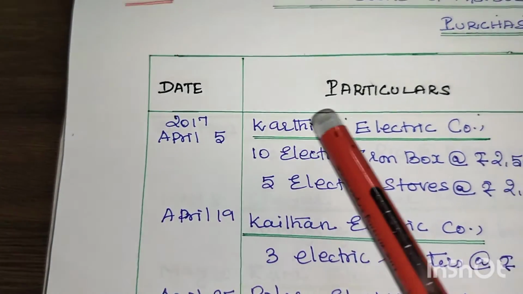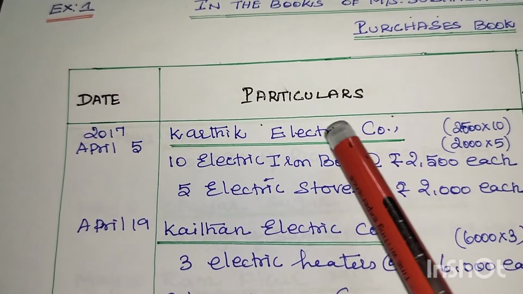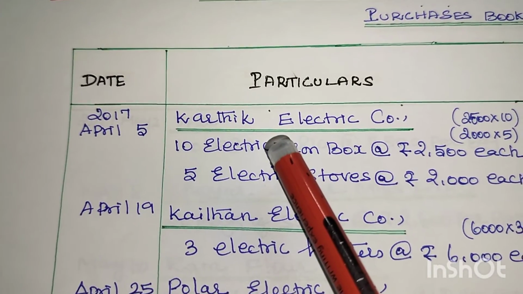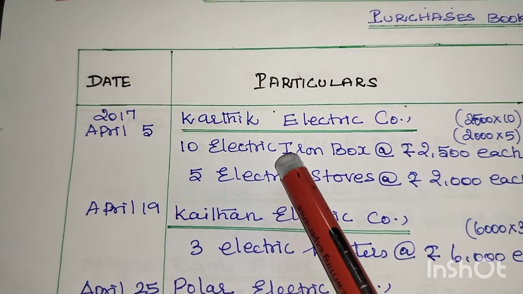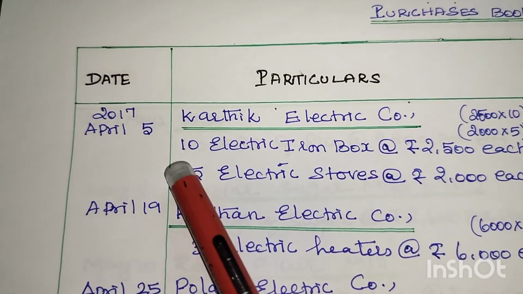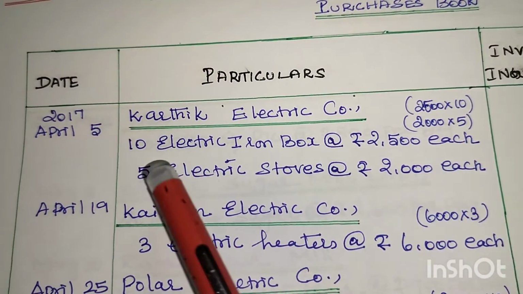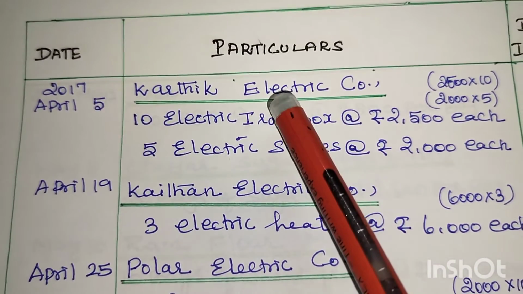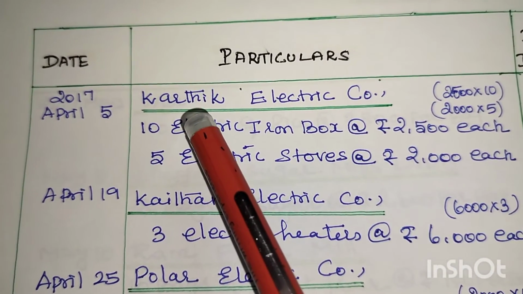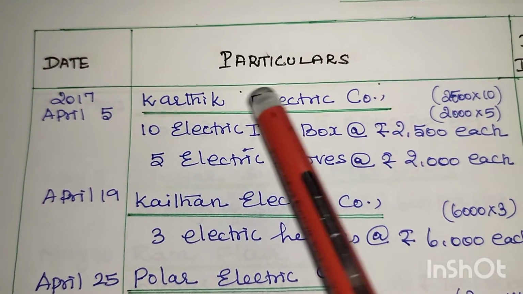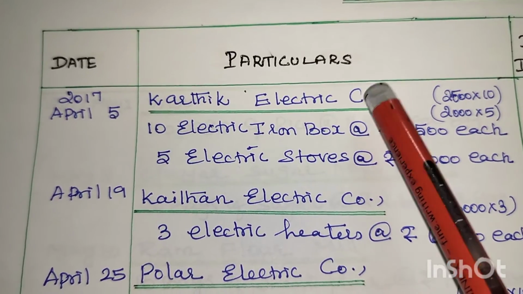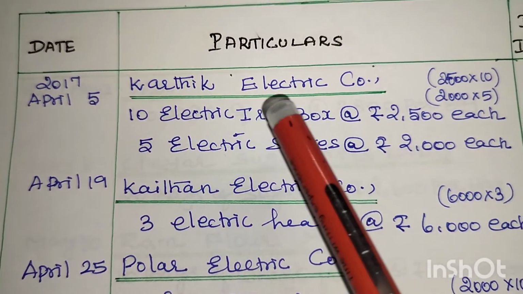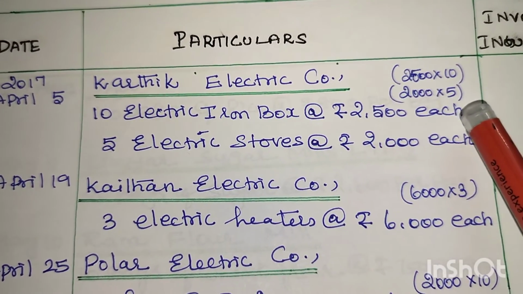Then in the particulars column we give the details about the supplier, the name of the supplier, the name of the goods we purchased, the items and the price of the goods. All these details we have to enter in the particulars column. The first transaction tells us we purchased from Karthik Electric Company. This is the name of the supplier. We enter it here. Then we purchased 10 electric iron boxes at rupees 2500 each.